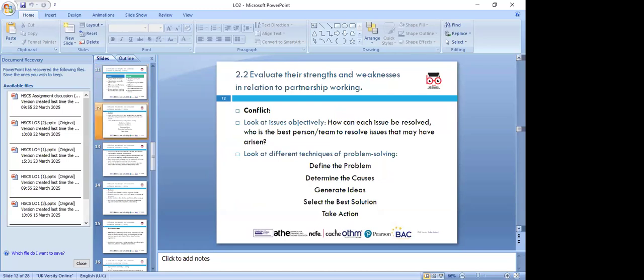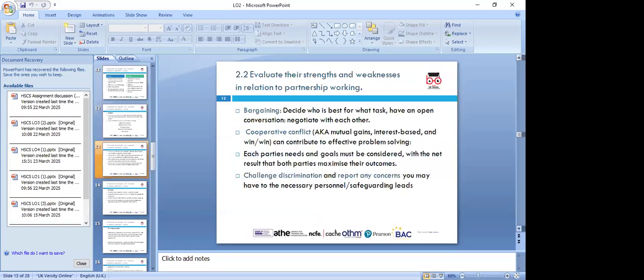Okay. And we can look into conflict. You look at issues objectively. How can each issue be resolved? Who is the best person to resolve the issues that may have arisen? You have to look at different techniques of problem solving. You can define the problem, define the causes, generate ideas, select the best solution, and take action. Or you could also use the SWOT analysis.